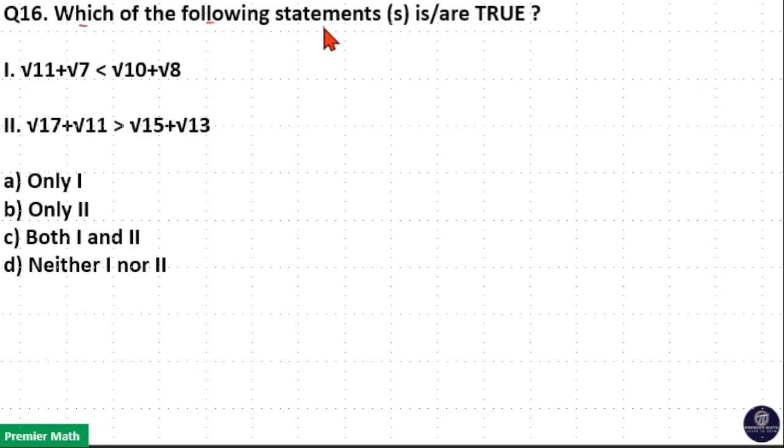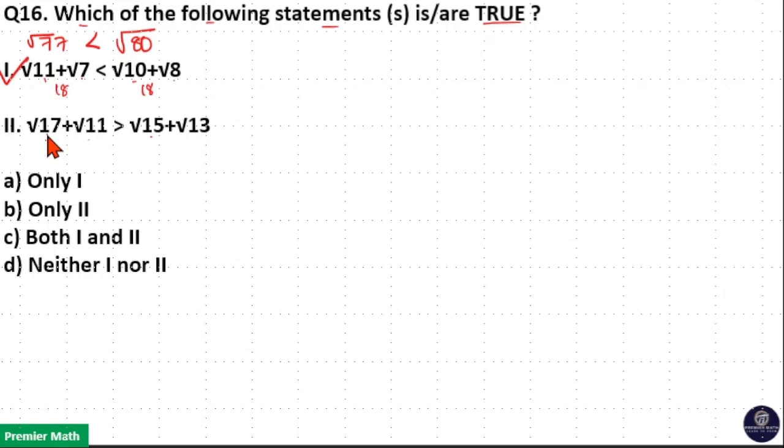Which of the following statement is or are true? Root 11 plus root 7 less than root 10 plus root 8. Root 17 plus root 11 greater than root 15 plus root 13. If you square both the sides, that is both LHS and RHS, you can find the answer. But there is a shortcut trick. Here 11 plus 7 is 18 and 10 plus 8 is 18. So these are equal. In that case, just take the product of these numbers. That is root 11 into 7 is root 77. Just check which is less than. Root 10 into 8 is root 80. So here root 77 is less than root 80, which means this statement is correct.